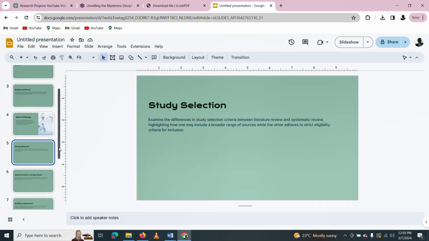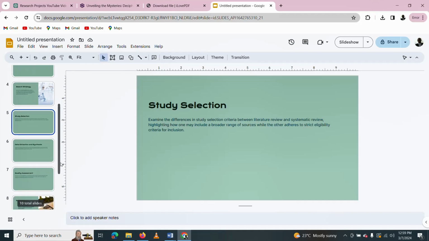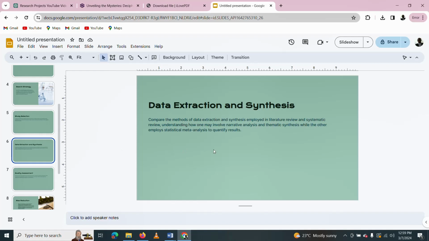So the other difference is on the data extraction and synthesis. In literature review, data extraction may involve narrative analysis and thematic synthesis to summarize and interpret findings. In contrast, a systematic review employs standardized methods such as statistical meta-analysis to quantitatively synthesize data from included studies and draw conclusions.